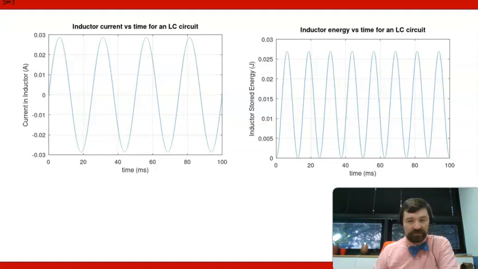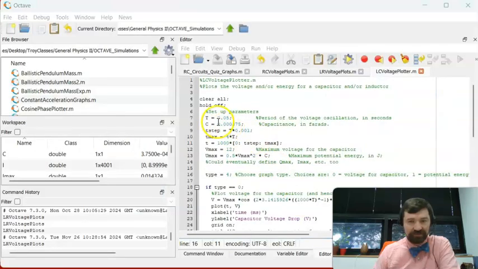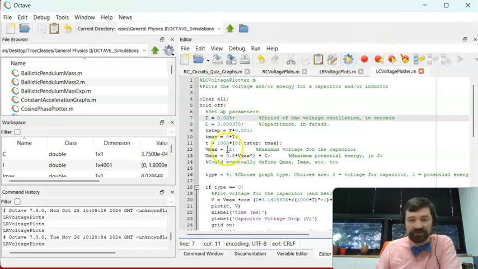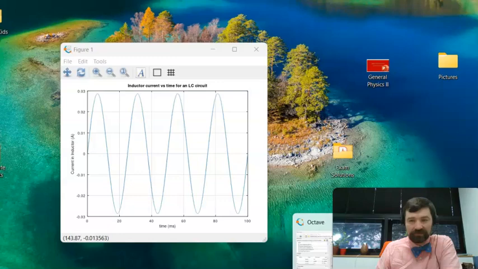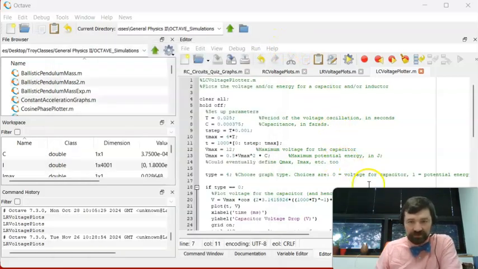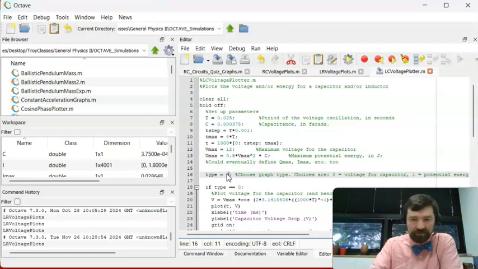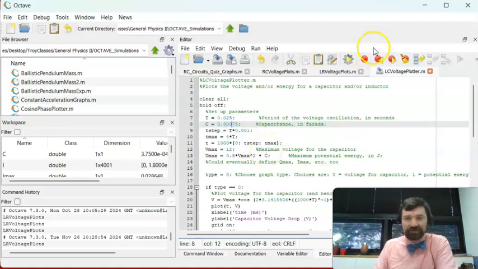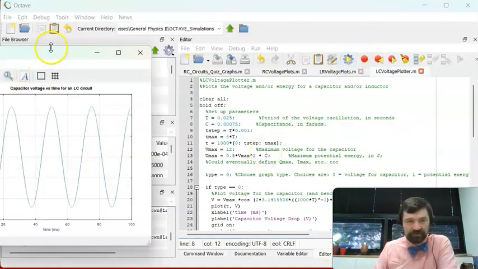Okay, let's go back. Let's change our value of the period back to what it was initially, and this time let's change the capacitance value. So here's this again. Let's go back to graph type 0. Let's change the capacitance value to, let's say, 0.0075. So we're doubling the capacitance rather than the period. Let's again do this thing.